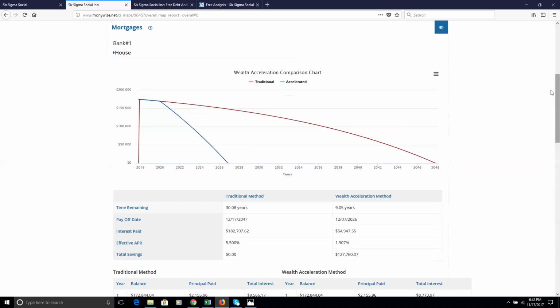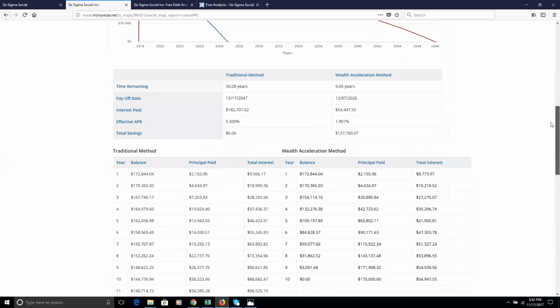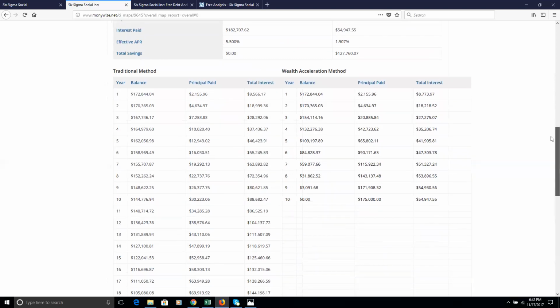Showed this software to my wife. Of course, she said, because we'd been in our house 13 years, the question was, well, why didn't we do this 13 years ago? And she's absolutely right, because at the end of the day, the traditional method, you're going to pay $182,000 in interest as opposed to paying $55,000 in interest. I'll let that sink in for a moment. 55,000 compared with 182. Oh yeah, it's an amazing saving.